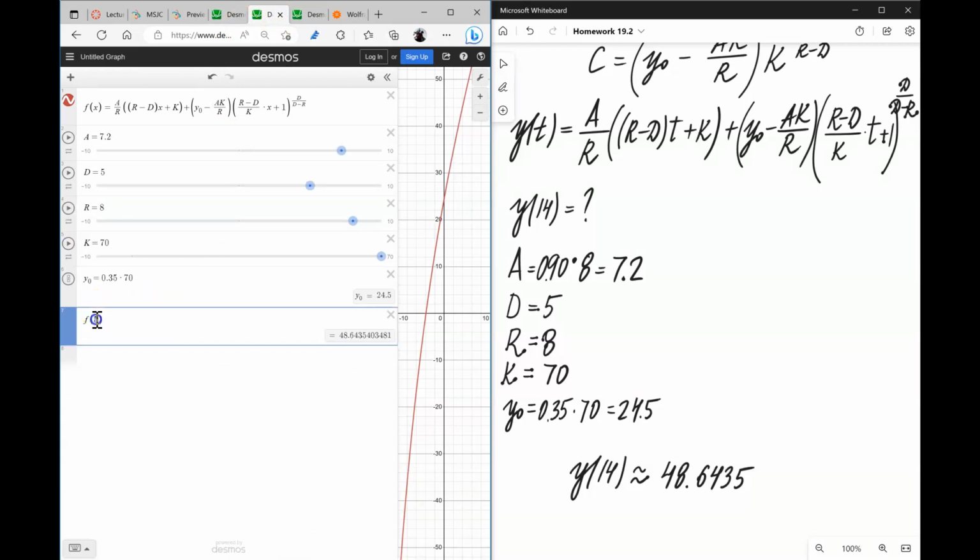My god. I found f of 5, not f of 14. So the answer is 83.2.